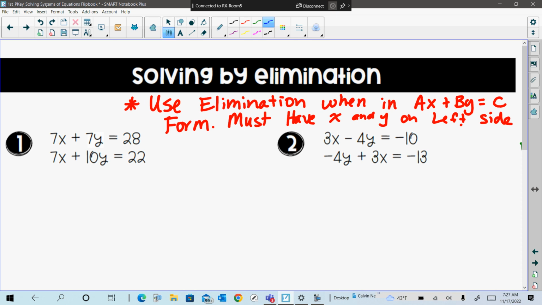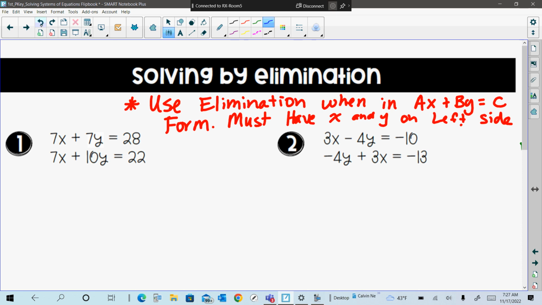So, couple things. You want to use elimination when it's in standard form. That's that ax plus by equals c. Let's have x and y on the left side. So you want to look for your x and y's on the left side, and you want to look that they're lined up. Okay. So if I look here, my x's are lined up, 7x, and here my y's are lined up. To do elimination, you want to create opposite terms, an opposite x or an opposite y.